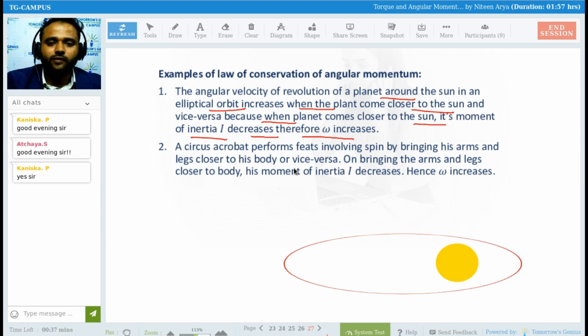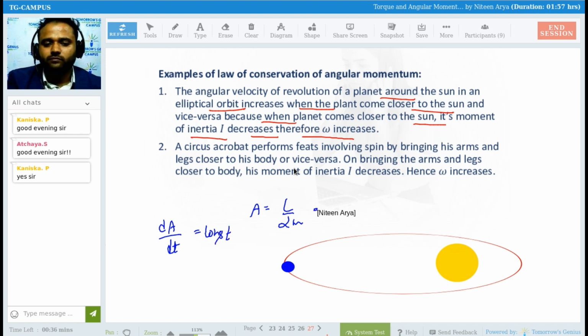So what it states is that when the earth is far away, and we know this thing, we're going to learn it: the areal velocity dA by dt, which is the second Kepler law, is L by 2m. The areal velocity is going to be constant, and the areal velocity can be represented by L by 2m, so that is going to be constant. Okay, so basically L is constant.